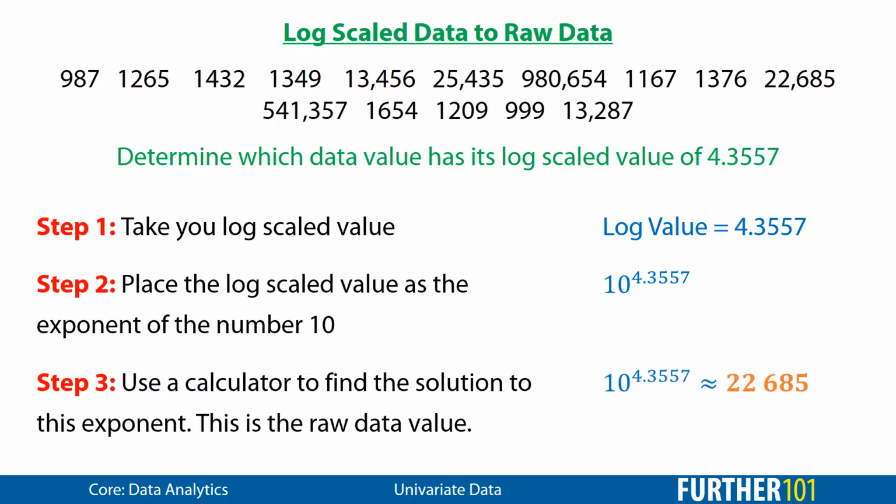And we can see here that 10 with the exponent of 4.3557 produces a solution of 22,685, which was one of the data values in our data set up the top.